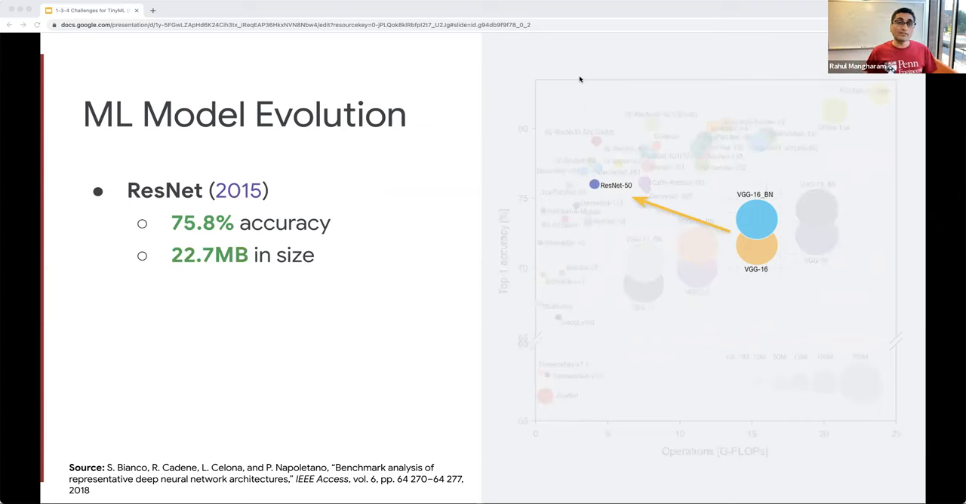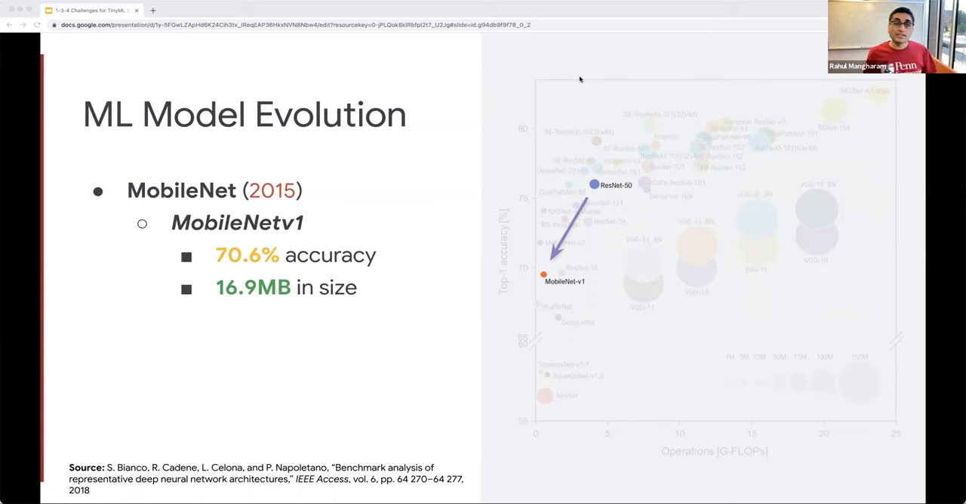So we realized we can't keep making things bigger. So we tried to make them a bit more efficient while also improving accuracy. In 2015, Microsoft released ResNet, or residual networks. And this particular network improved the accuracy to 75.8% while shrinking the model size as it was getting better. So we are doing great. We are starting to improve the machine learning models to make them both accurate and also more cognizant about the size.